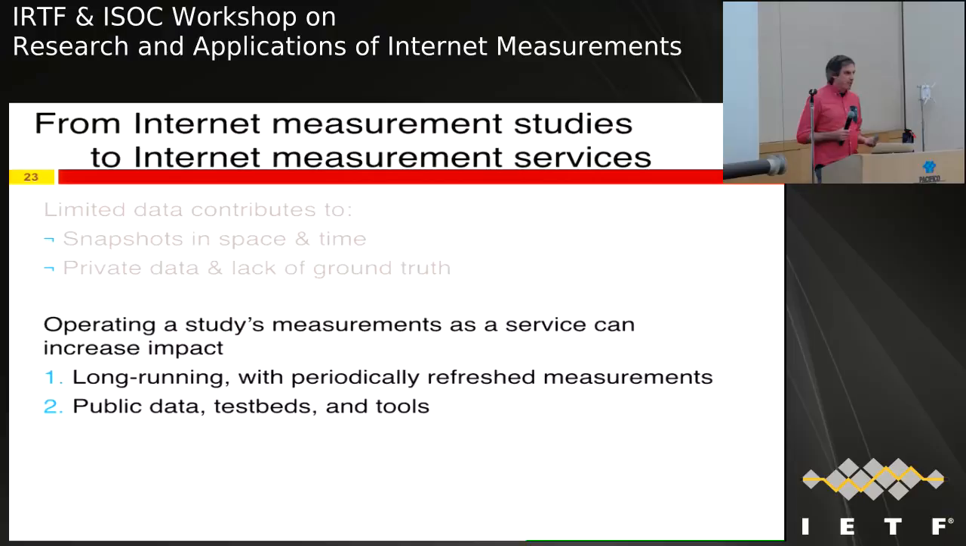Some characterizations are limited because they go stale. Others because they lack the data that they need. So if you can contribute by making fresh data available, you can help others overcome these challenges and then increase the impact of the study. I'm going to expand on this for the rest of the talk using a couple examples from our research.